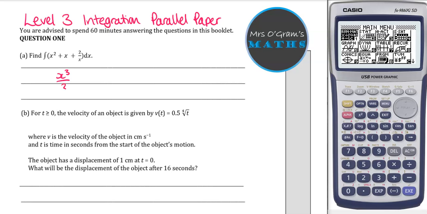We raise the power by 1. We divide by the new power like so. Remembering that 1 over x is the same as x to the minus 1. So if we raised that power by 1, it would go to 0. So you've got to use your knowledge of natural logs. 1 over x will integrate to the natural log of x, but this time we've got 2 of them.